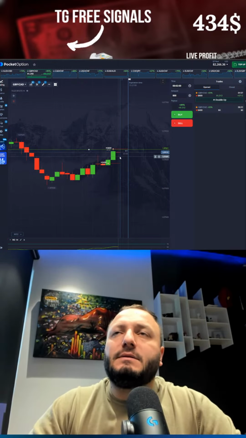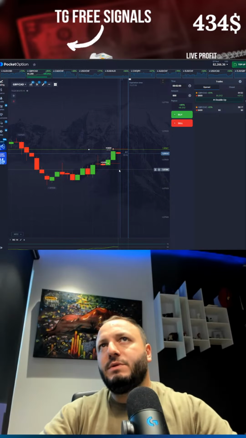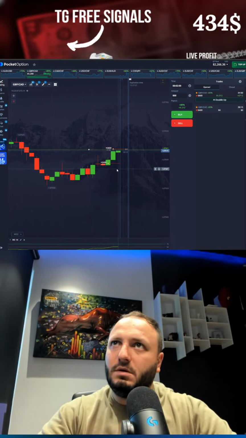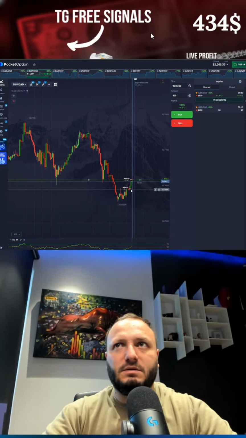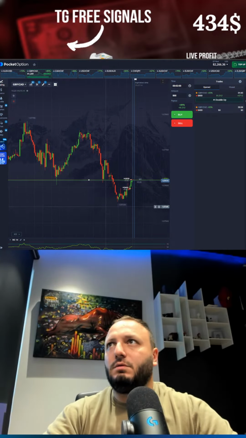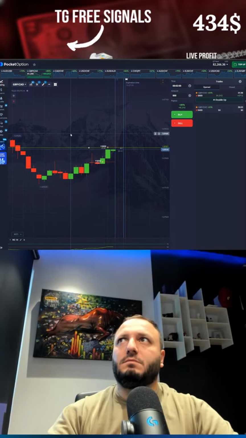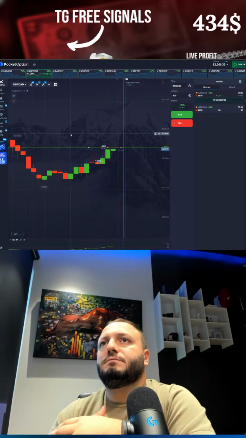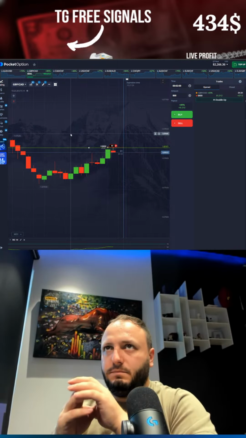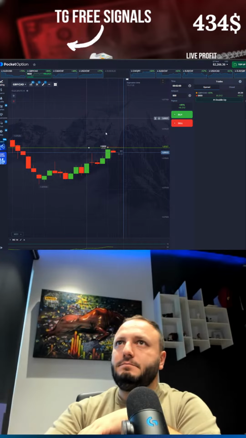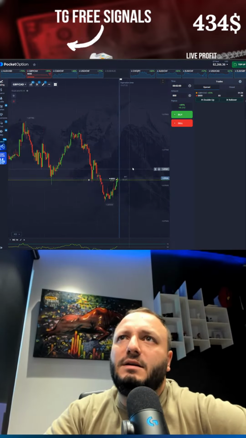I have opened one more deal down again from the resistance level, and I hope this time the level will work without any problem, because last time it didn't work at all. It's going to beat the level again.